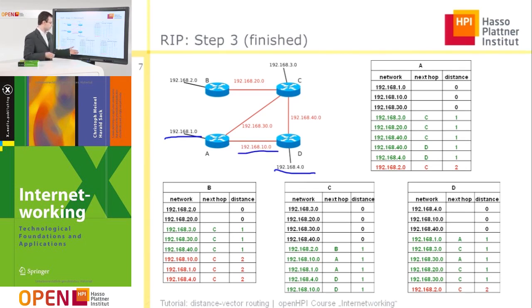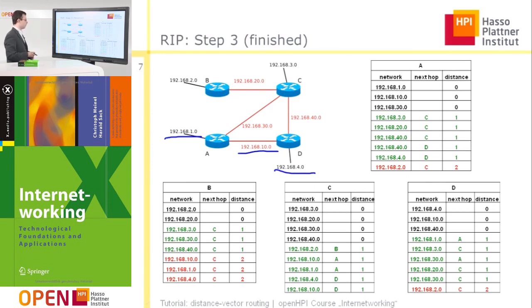For router C, nothing will change in its routing table because there are no networks that are located 2 hops away, and in the same way router A and router D will add the networks that are located 2 hops away. So now the network is converged, and every router can reach every destination in this network.